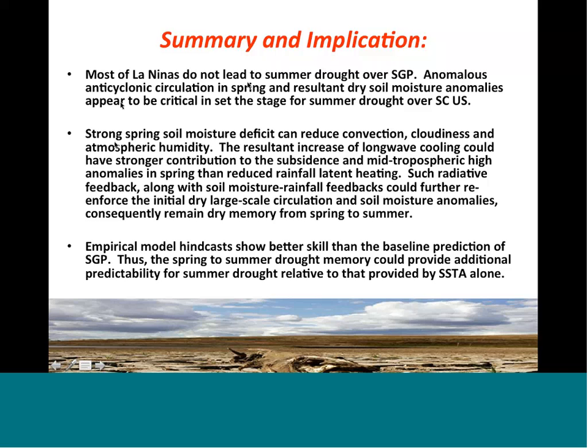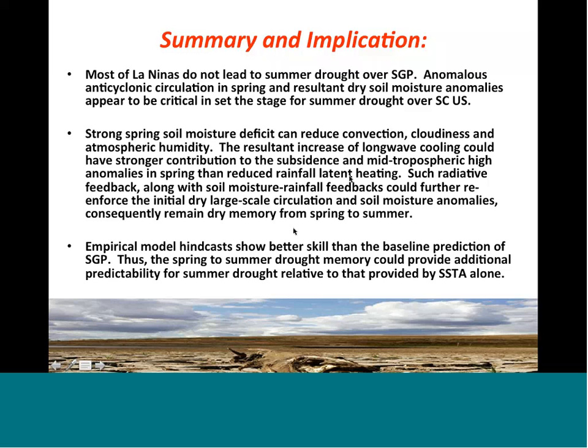Strong spring soil moisture deficits can reduce convection, cloudiness, and atmospheric humidity. The resultant increase of long-wave cooling could have a stronger contribution to subsidence and the middle tropospheric high anomalies in spring than the latent heat reduced due to rainfall deficits.